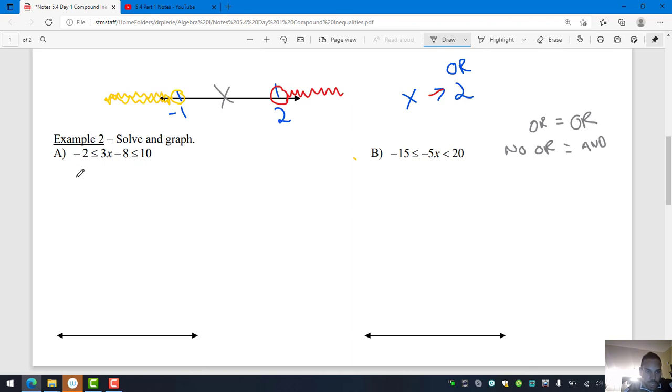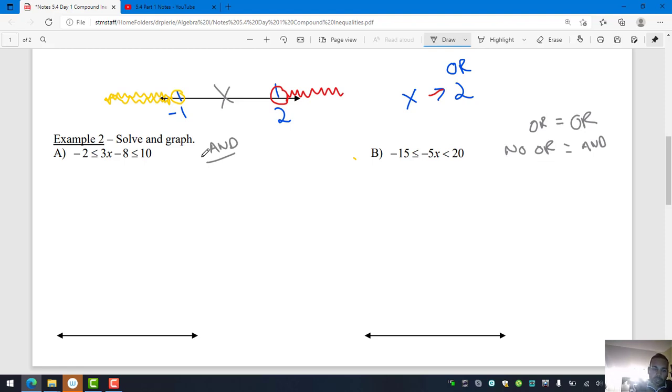So for example 2, example A, it says solve and graph. And it says negative 2 is less than or equal to 3x minus 8, which is less than or equal to 10. Okay, first ask yourself this question. Is it an and or is it an or? Do you see the word or? No, so this qualifies as an and compound inequality. Okay, both conditions will need to be met here.